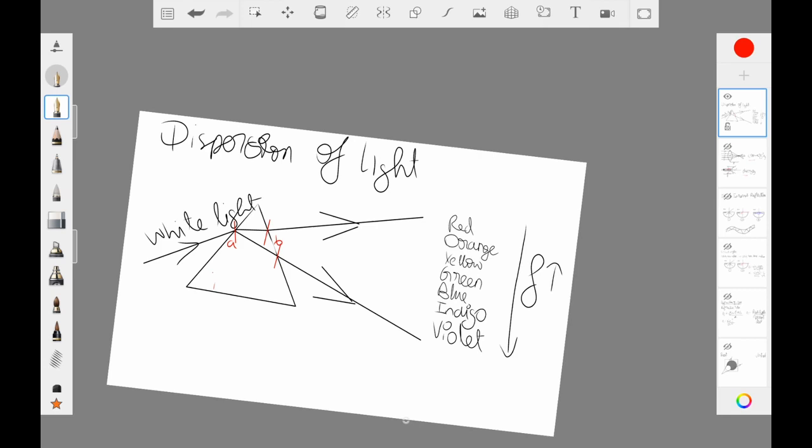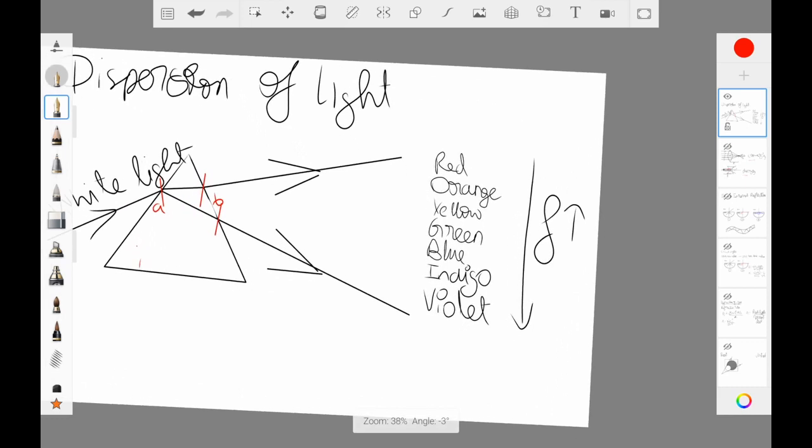I will mention a few more things as per the syllabus. Monochromatic light basically describes a light which only has a single frequency, and thus it has a single color. You should also know that, as I mentioned, as you go down the list, frequency increases, but wavelength also decreases, which is another thing that you should know.